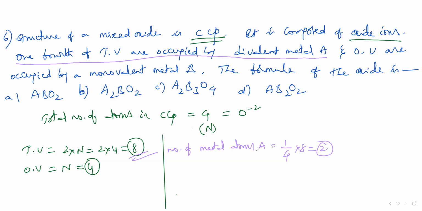Then octahedral voids are occupied by monovalent metal B. The number of metal atoms B is equal to the number of octahedral voids. How many octahedral voids? 4. Therefore, what will be the formula of the metal oxide? What will it be, sir?